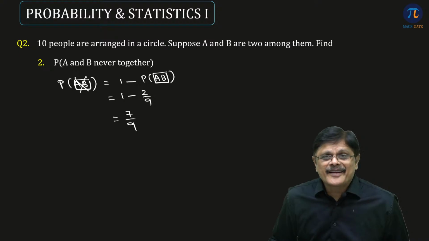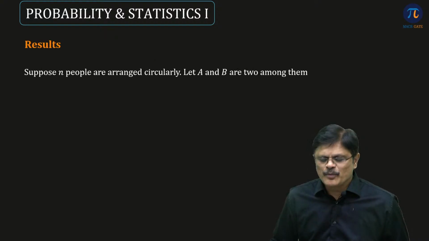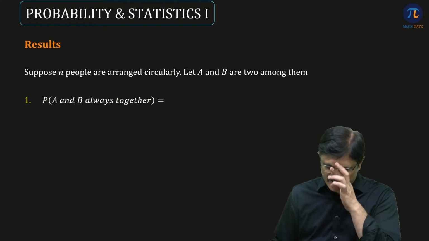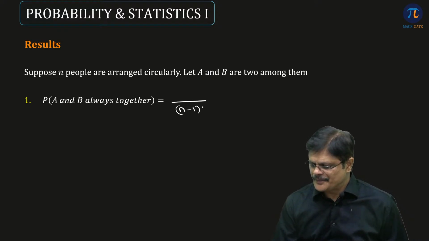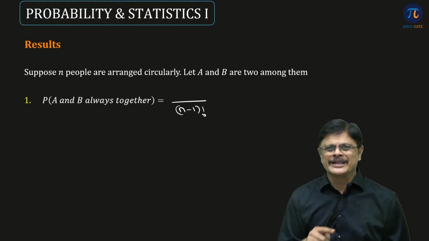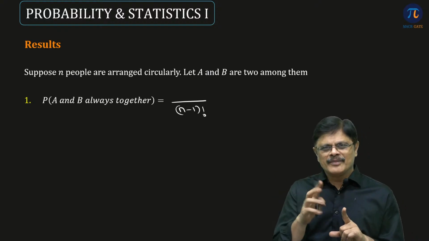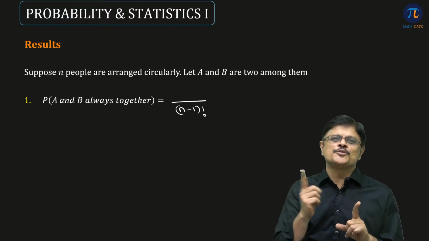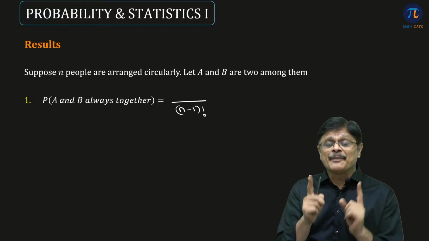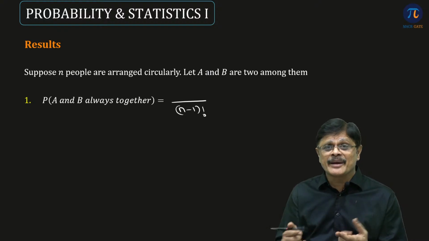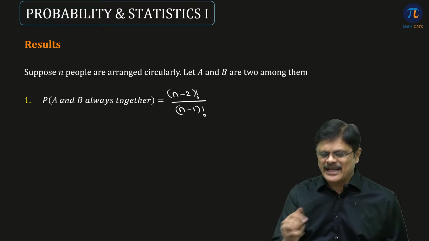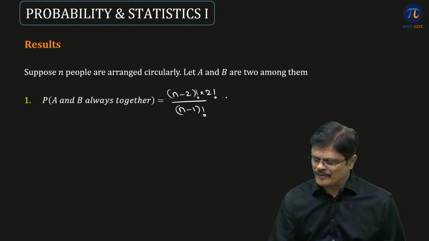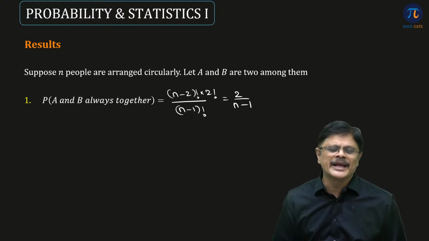Now, we can try to generalize this as a result. Suppose you have n people who are arranged circularly and AB are 2 among them. What is the probability that AB are always together? So, the total here is n minus 1 factorial. You want these two members to be together, so it is 1 unit remaining with n minus 2, okay, n minus 2 plus 1 is n minus 1. How many ways can n minus 1 fellows be arranged in a circular manner? n minus 2 factorial ways. And for each of these, AB can be arranged among themselves in 2 factorial ways. So, the answer for this is 2 by n minus 1.